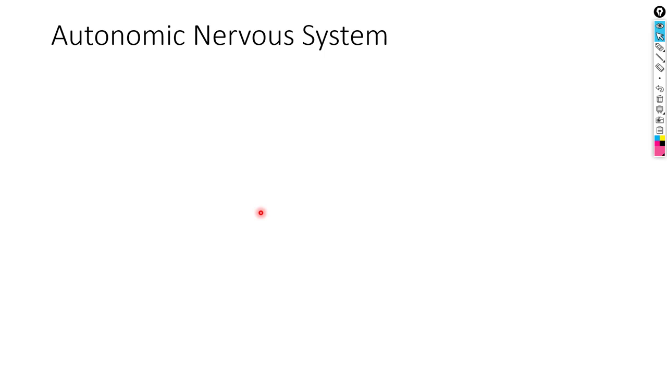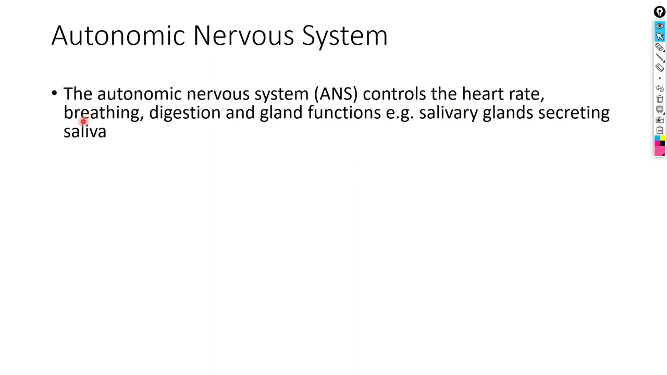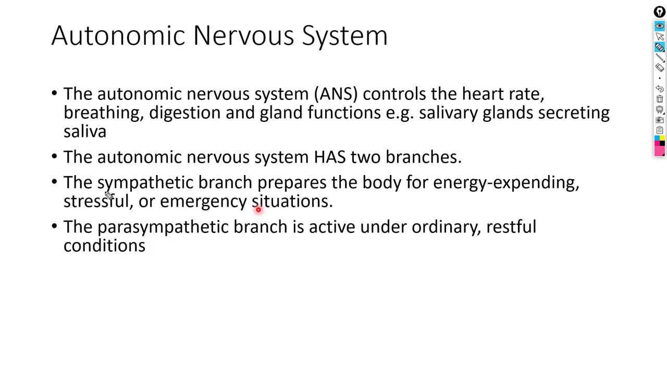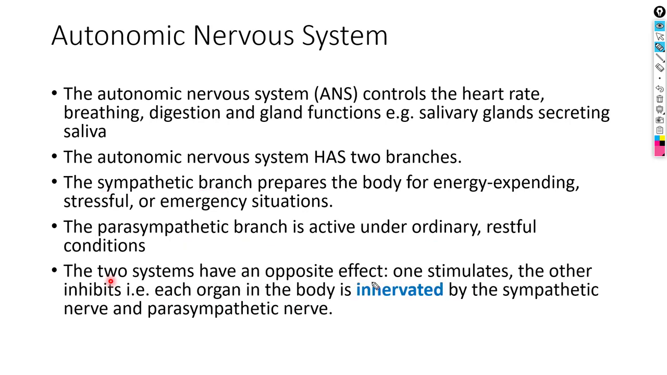And the second subdivision, which falls under the motor pathway, is the autonomic nervous system. This controls the involuntary actions like heart rate, breathing, digestion and glandular functions. For example, the saliva secreted by the salivary glands. The autonomic nervous system has two branches. These are the sympathetic branch and the parasympathetic branch. The sympathetic branch prepares the body for energy-expending, stressful or emergency situations. The parasympathetic branch is active under ordinary, restful conditions. These two systems have an opposite effect. One stimulates, the other inhibits.